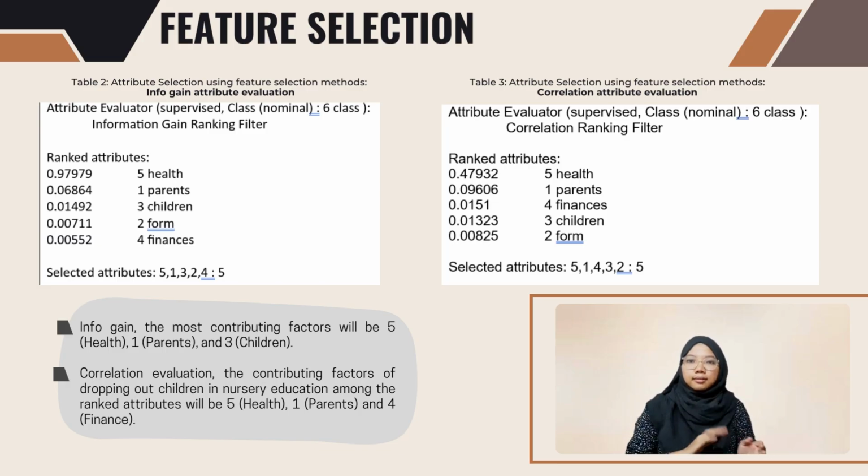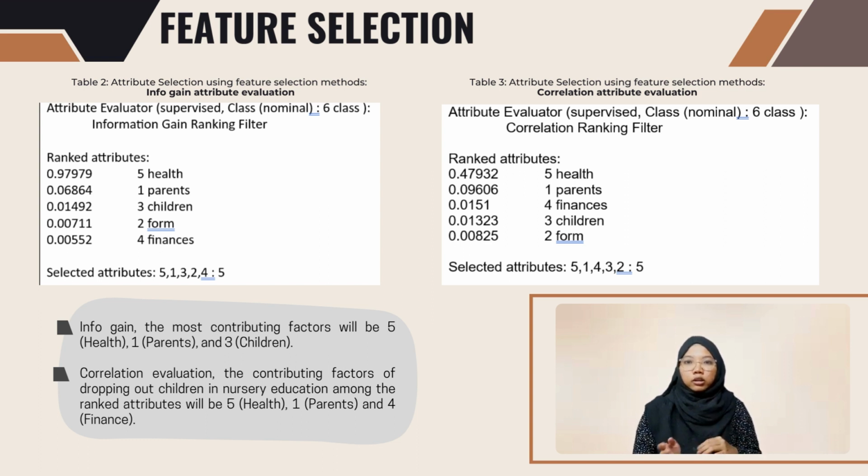For the second subpoint, it is feature selection. Using Weka, the feature selection discovers the most influential attributes using info-gain attribute evaluation and correlation-based attribute evaluation. So, for this dataset, for info-gain, the most contributing factors will be health, parents, and children.